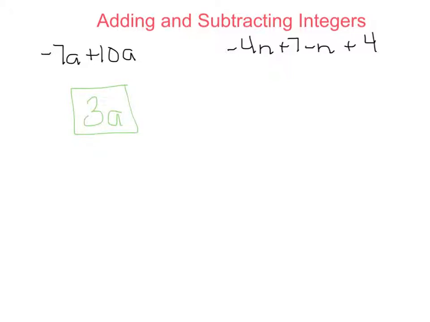On our second example, we need to look for our like terms first of all. Negative 4n and negative n. Remember there's an imaginary 1 here. So negative 4 plus negative 1 would be negative 5. 7 plus 4 would be 11. You can't do anything else. These aren't like terms. So that would be your final answer.